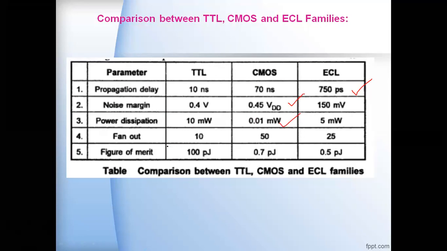CMOS. Which has the highest fan out? CMOS. Which has the highest figure of merit? CMOS. Which means that out of the different logic families like TTL, ECL and CMOS, CMOS is the most commonly and most widely used logic family, because of these advantages. However, the speed is also high. Okay, so with this we can conclude.